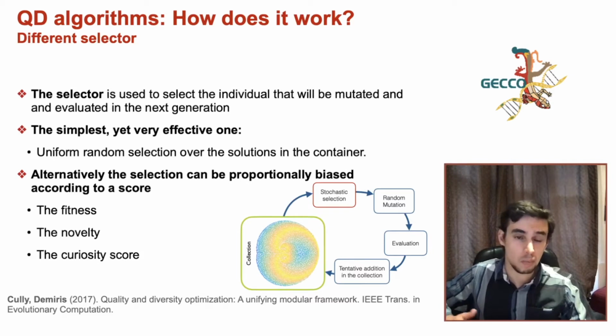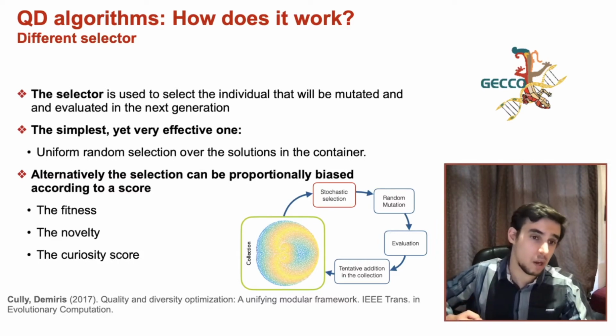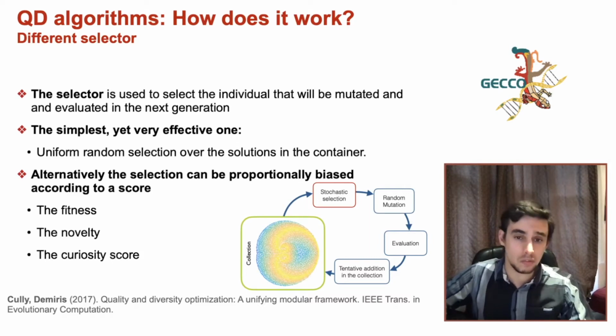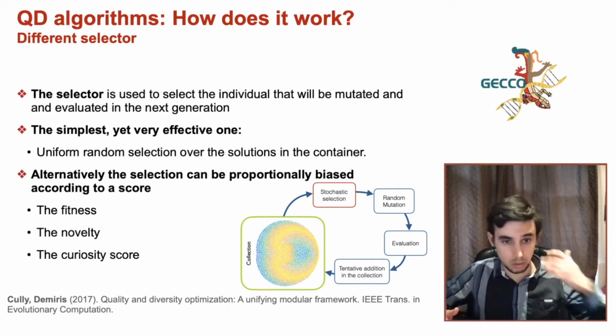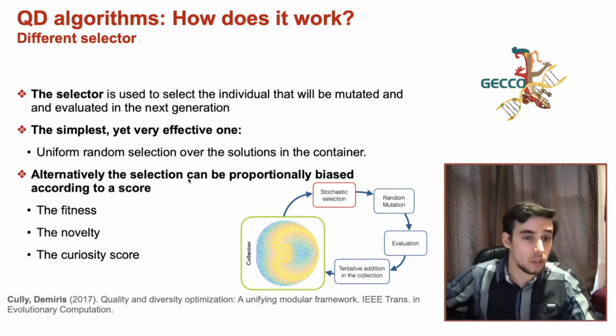quite effective solution. An alternative, instead of doing a uniform selection, we can make a selection that is biased according to some metrics. So for instance, we can bias the solution according to the fitness. For instance, here the yellow region has a higher fitness, so maybe we can focus on selecting solutions in this area. Another solution can be to prioritize the selection of solutions with a high novelty, because it might be in a good direction for the exploration. And finally, we can also use a curiosity score to bias the selection.